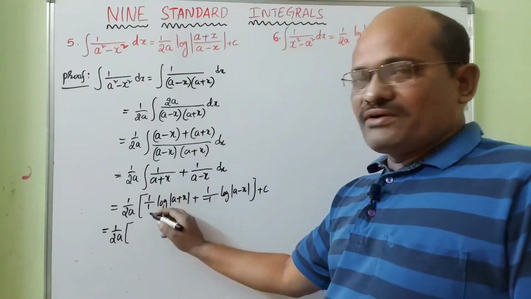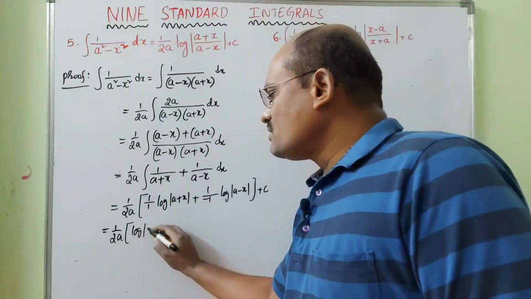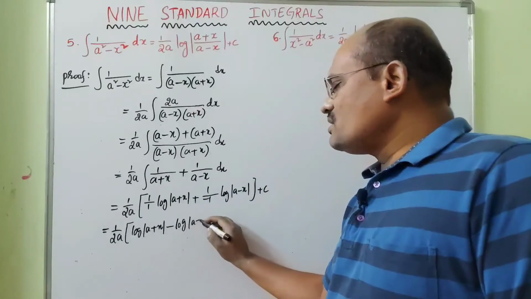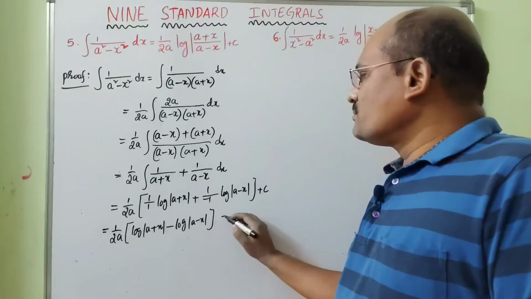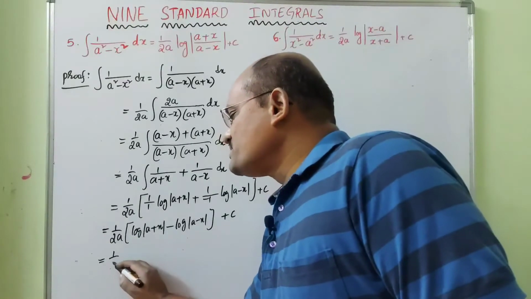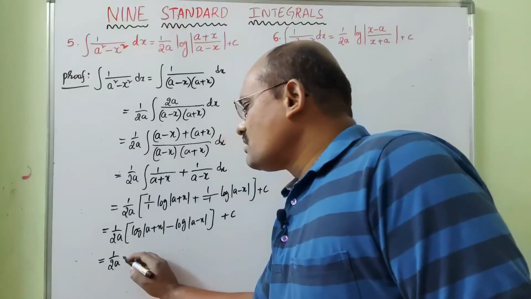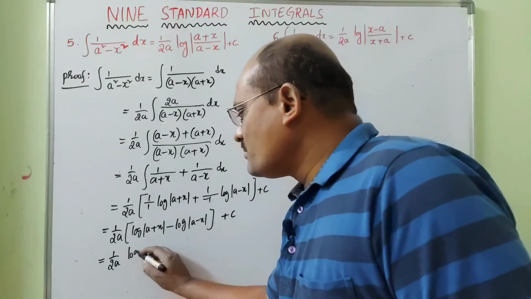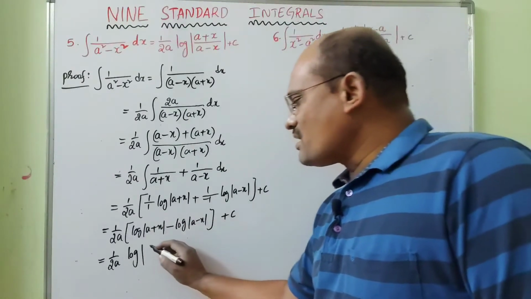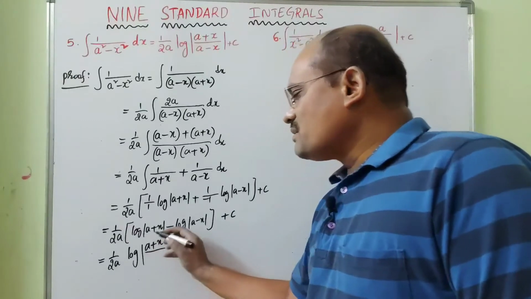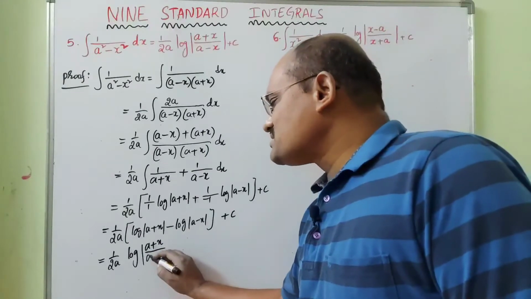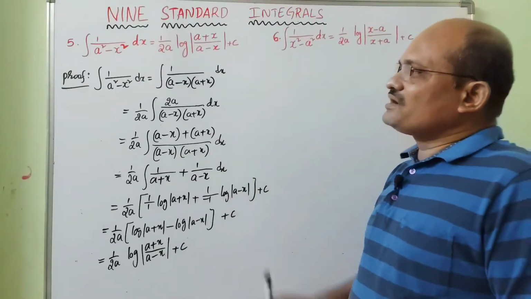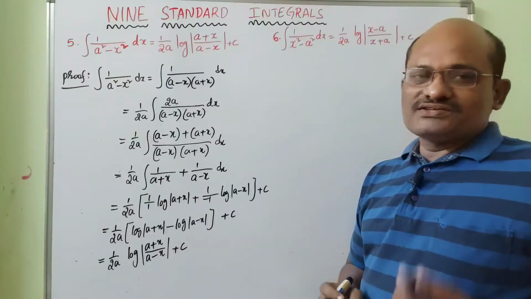If you observe carefully, 1 by 1 is 1. This becomes log mod a plus x plus, into minus, minus log mod a minus x plus c. In logarithms, log m minus log n can be written as log m by n. So it can be written as log of mod a plus x by a minus x plus c. This is the result for the proof of the fifth standard integral.